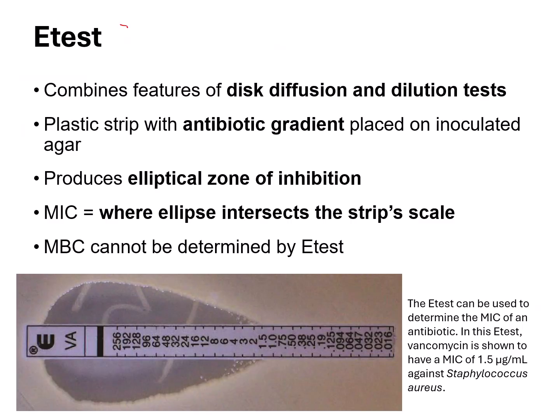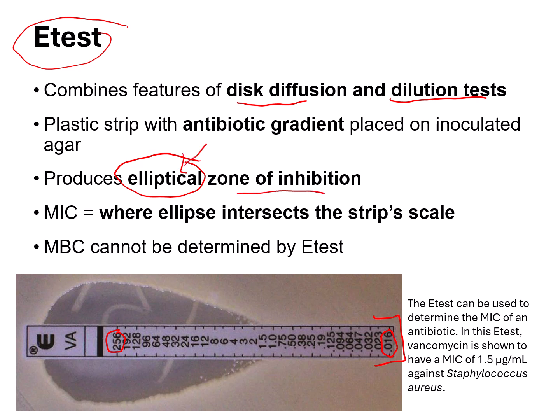An E-test is interesting because it combines the disc diffusion test and the dilution test into one test using a plastic strip that has a concentration gradient of your drug of interest. So this is high concentration all the way to the lowest concentration they're testing. And instead of creating a nice round zone of inhibition, it creates a zone of inhibition that has this elliptical shape. So here's my elliptical shape.